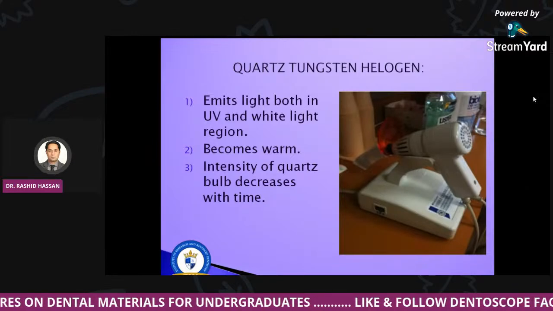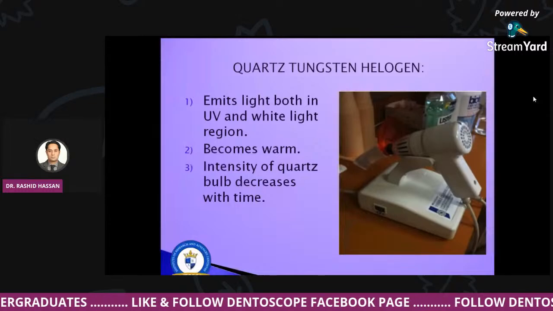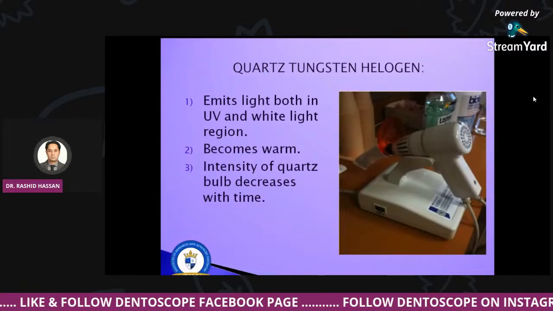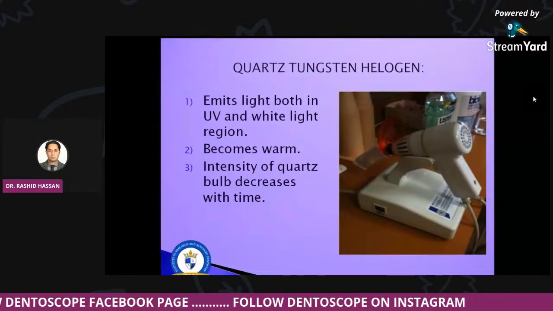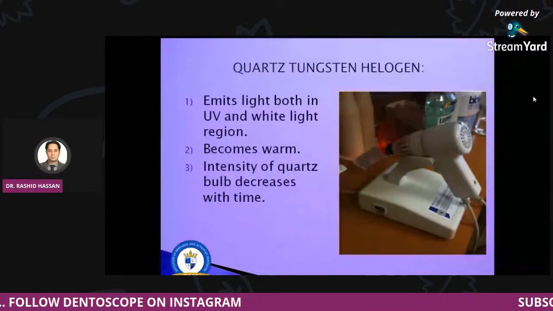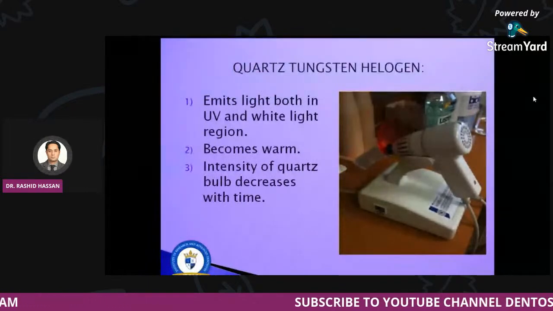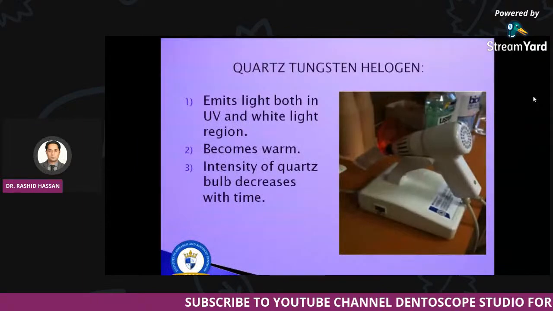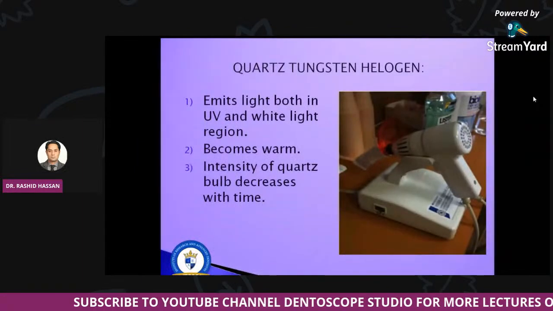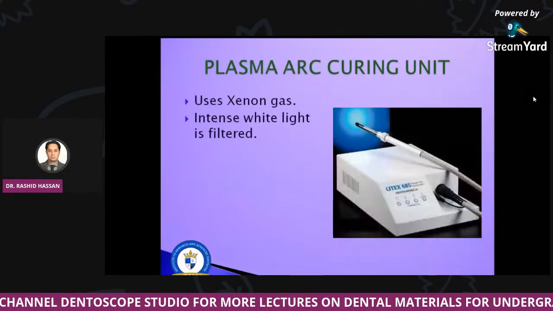The more you use it, the intensity will keep on decreasing, and after some time you need to change the bulb. So it was very expensive in the start, and secondly, it required a lot of maintenance. And if it gets more and more warm, then even the fan could be damaged. So there were problems with this first type of curing unit.